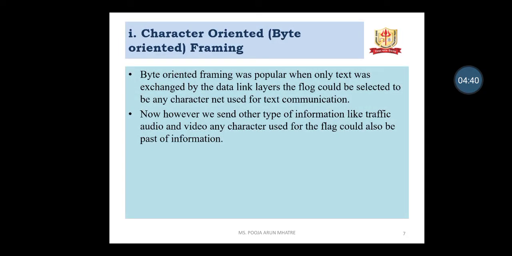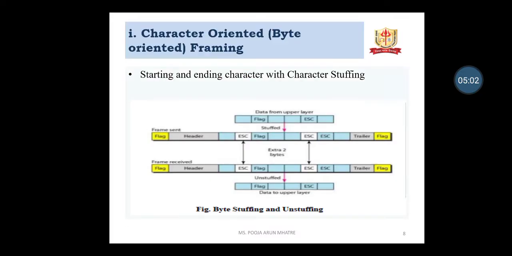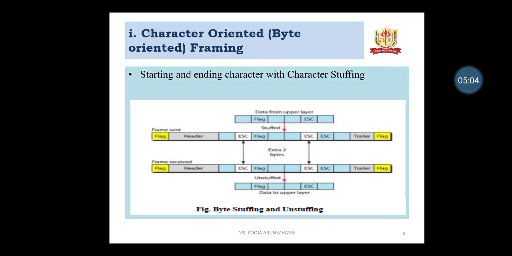Byte oriented framing was popular when only text was exchanged by the data link layers. So the flag could be selected to be any character not used for the text communication. Now, however, we send other types of information like images, audio, and video, so any character used as the flag could also be part of the information. The starting and ending character with character stuffing.